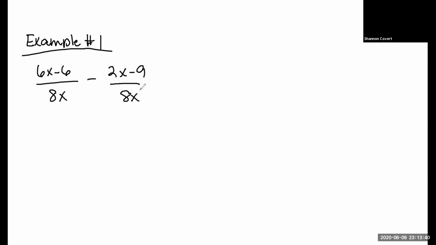Remember that our first step is to find our lowest common denominator. This is a good problem because my denominators are the same. I already have my lowest common denominator. So step 1 is essentially done for me. Don't have to worry about that one. 8x, 8x. Step 2, find any restrictions.